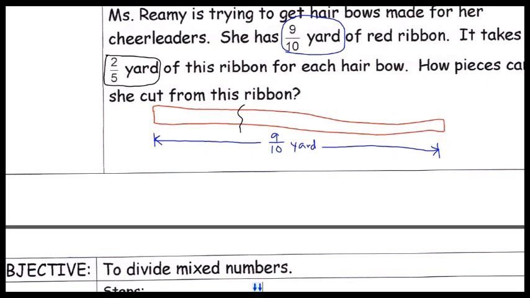Okay, and then every time that I cut it, this piece right here is worth 2/5 of a yard. Okay, and if I cut another one, it's going to be 2/5 of a yard here. And I might be able to cut another one, and I can do 2/5 of a yard here. Now the question is, how many times can I cut it? How many of these pieces of 2/5 of a yard can I get out of the 9/10 of a yard? So what's happening here to the ribbon is we're cutting it into equal pieces.